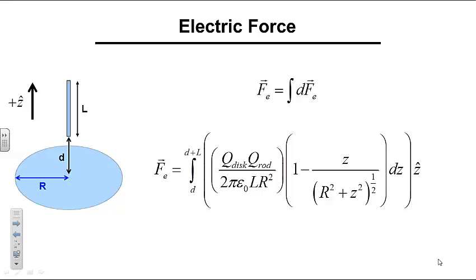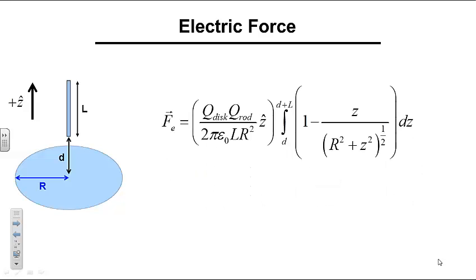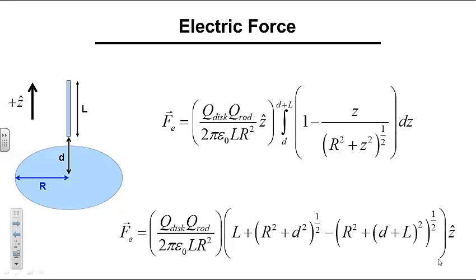The limits of the integration are from d to d plus L. In other words, the closest any bit of electric charge in the rod can be to the center of the disk is d, and the farthest any bit of electric charge in the rod can be to the center of the disk is d plus L. Many of the variables in this integration, including the unit vector, are constant and can be taken outside the integral. The remaining integration is straightforward.